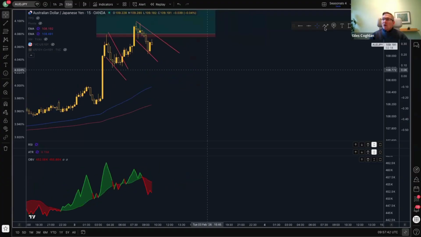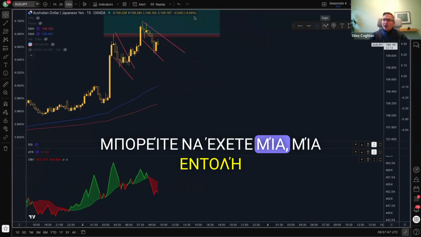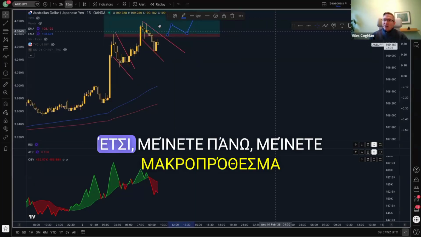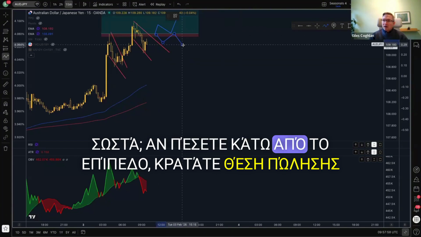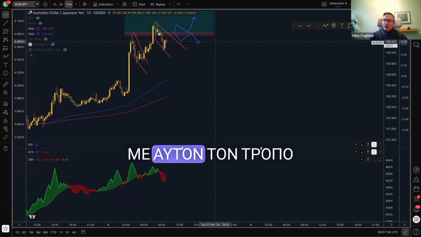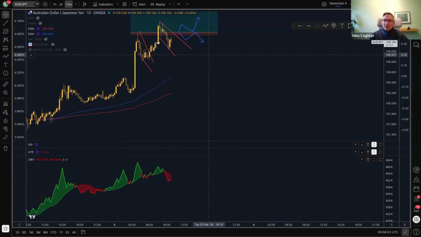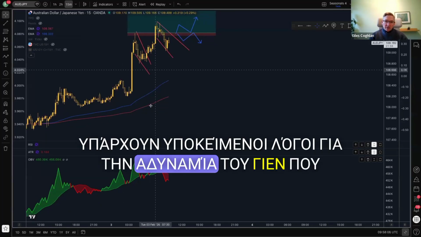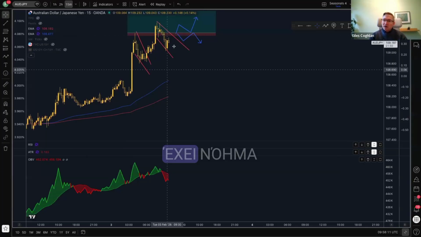So by picking a level like this, you could have one order cancels another. So stay above, stay long, right? Stay below, stay short. That way, you've only got a minimal risk around that level, which is the right level to have it. There are underlying reasons for yen weakness that are still there. So Aussie yen upside for today's session makes sense.